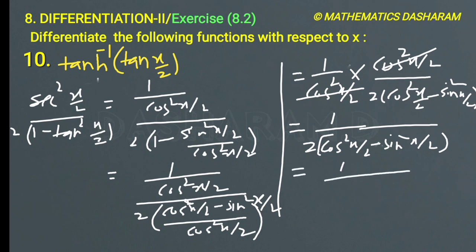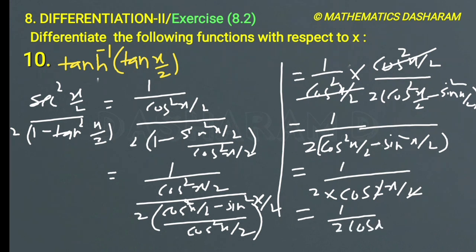So 1 by 2 into, it is in the form of cos square theta minus sin square theta. It is equal to cos 2 theta. So cos 2 into x by 2. So 2 cancels. 1 by 2 into cos x. Otherwise 1 by cos x can be written as sec x. So 1 by 2 into sec x. Both are correct answers.